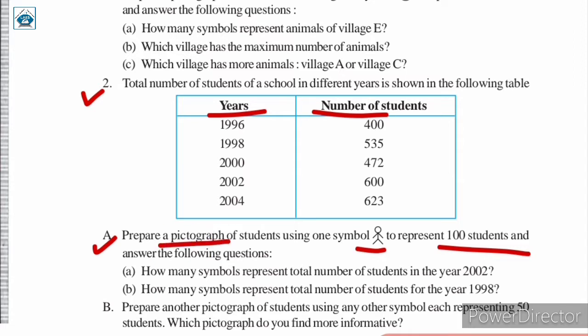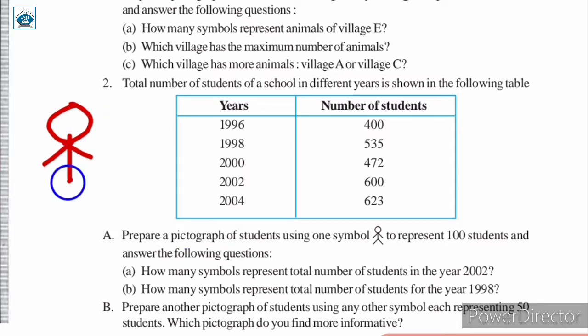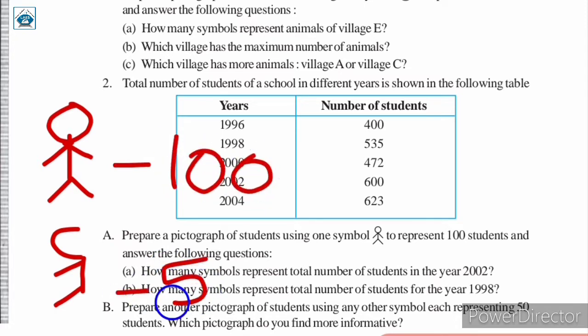We need to prepare a pictograph of students using this symbol, and this symbol represents 100 students. If this is the symbol for 100 students, then if I had to represent 50 students, I will take only half the symbol. That is like so. This represents 100 students and this represents 50 students. Now, why am I taking a symbol for 50 students?